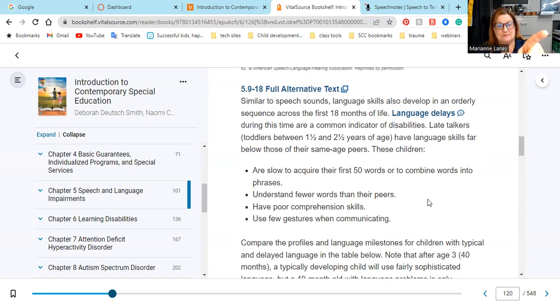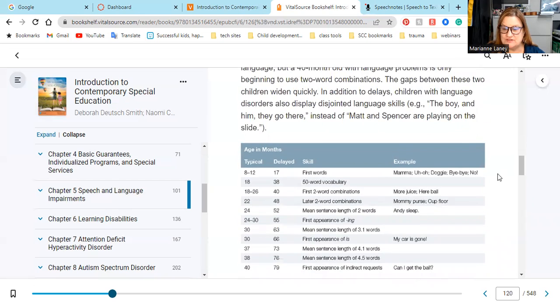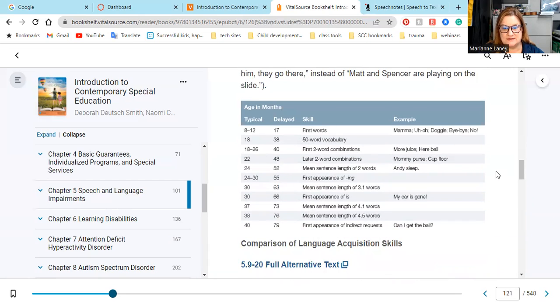Pointing is a pre-language gesture. Kids who don't even point by the age of 1, that could be a little baby red flag for autism, right? So again, there's things like you just have to keep an eye on it, and every kid is a little bit different.